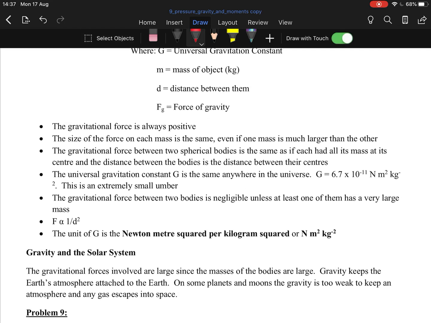Things to note: gravity is always positive. The size of the force on each mass is the same. In other words, the force of gravity that the sun experiences from the earth is the same as the force of gravity the earth experiences from the sun.